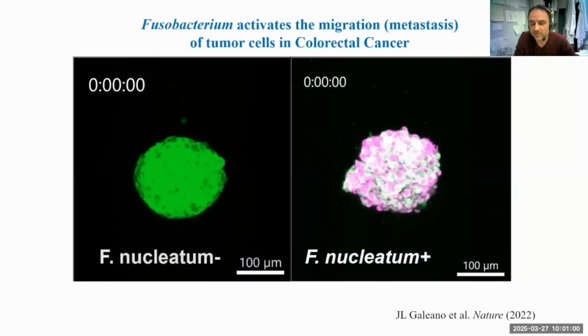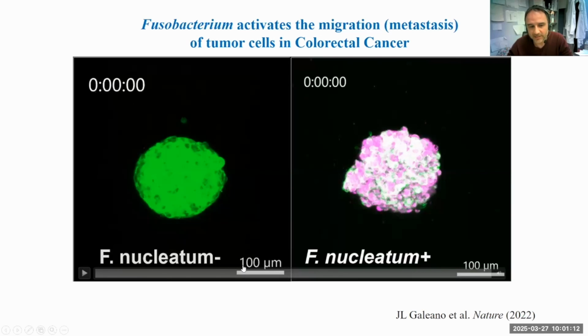And not only are they able to transform healthy cells into tumor cells, but they actually appear to be instrumental for the migration of the tumor cells to other parts of the body. So here on the left is a culture of a tumor in the lab without the Fusobacterium. So this is the control. And on the right, I'm going to show you a video. On the right, we have this colon cancer tumor that has been cultured with the Fusobacterium, this oral organism, which is marked here in this pink color.